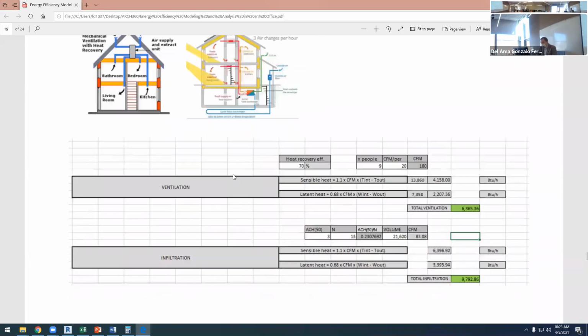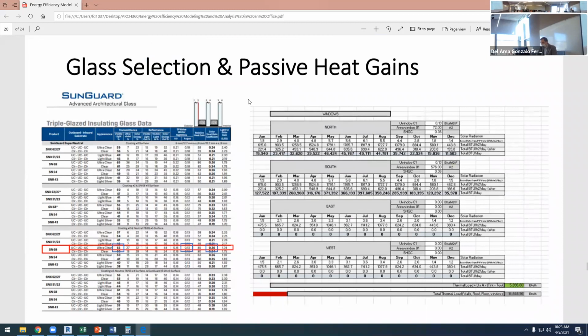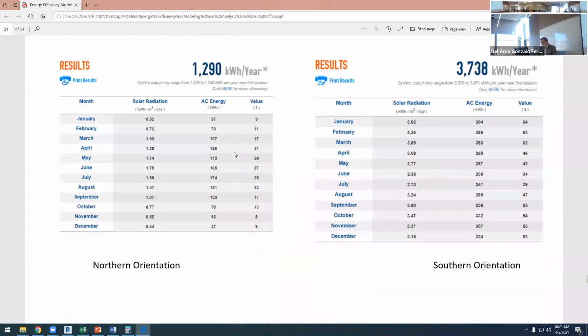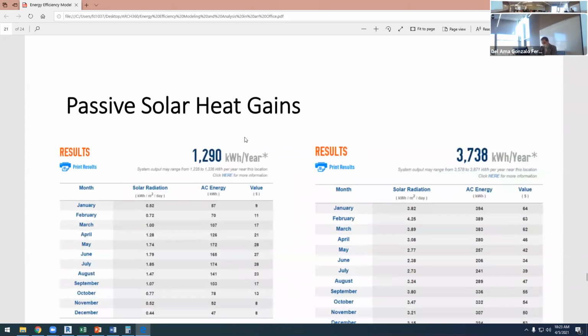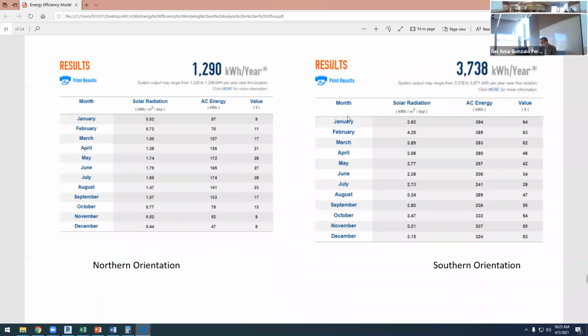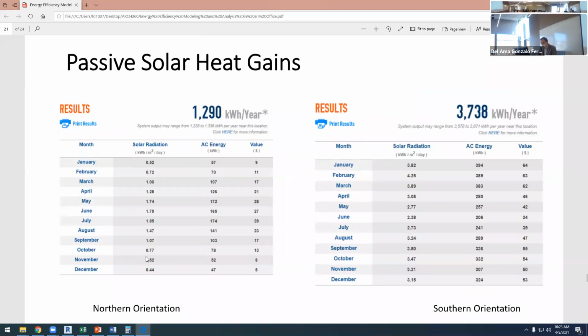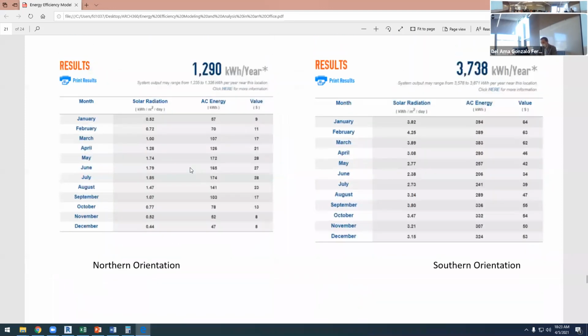Okay, for the ventilation and infiltration, and then we have the glass selection with the triple glazing, and we have the solar heat gains. Oh, so this is from PV watts, and what is this? The northern and the southern orientation. Okay, actually, I need only this column because this is for the electricity analysis. So if you can crop this, and you can show only the solar radiation.